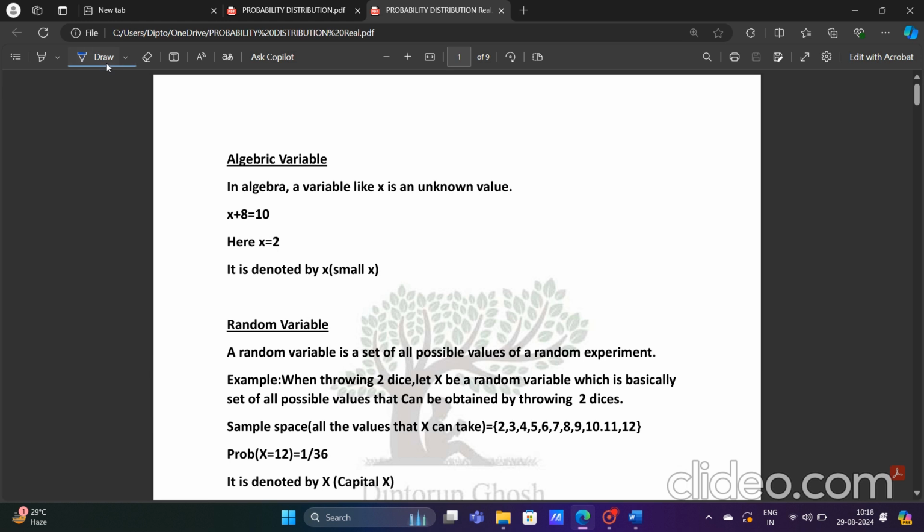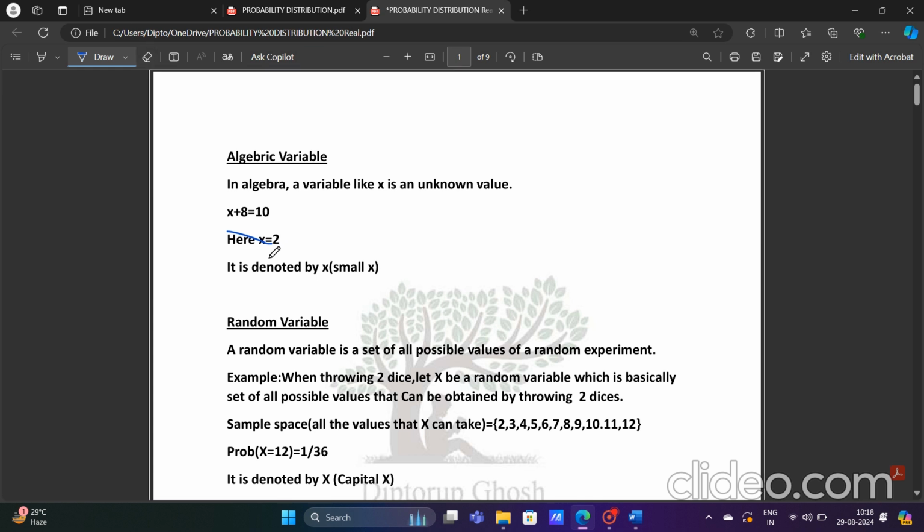At first, if we start with the algebraic variable, what is an algebraic variable? Basically, suppose x plus 8 equals 10. Here, x has a definite value which is equal to 2. So here you can't write anything else except 2 in the place of x. So a variable like x is an unknown value and we can determine the value. But what is a random variable then? A random variable is a set of all possible values of a random experiment.